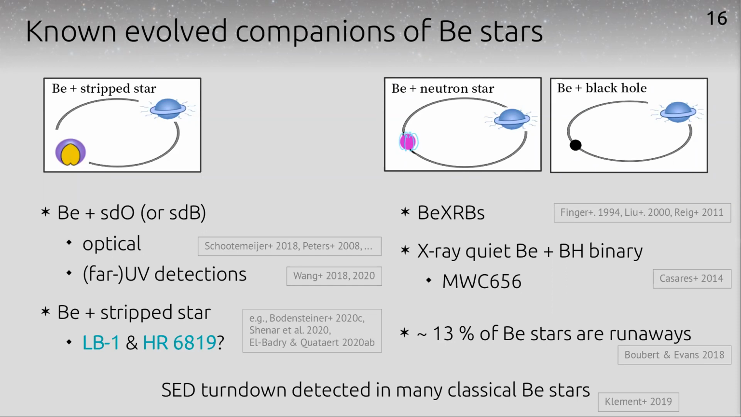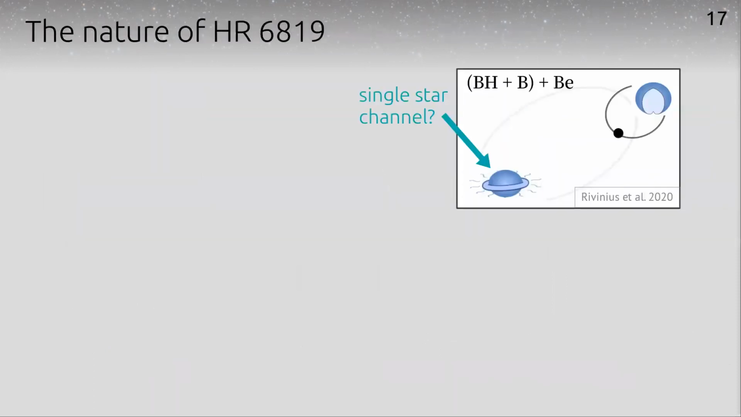And now I want to mention two very famous examples, which probably you've heard of, LB-1 and HR 6819. I want to focus on the second one, HR 6819, mainly because we have the better data set for that one, which is also interesting in that context. But let me first introduce the system. So around a year ago, I guess, HR 6819 became famous because it was proposed to be a triple system, which contains a black hole, which would have been then the closest black hole to Earth with a B star in an inner binary system, and a BE star on an outer tertiary orbit.